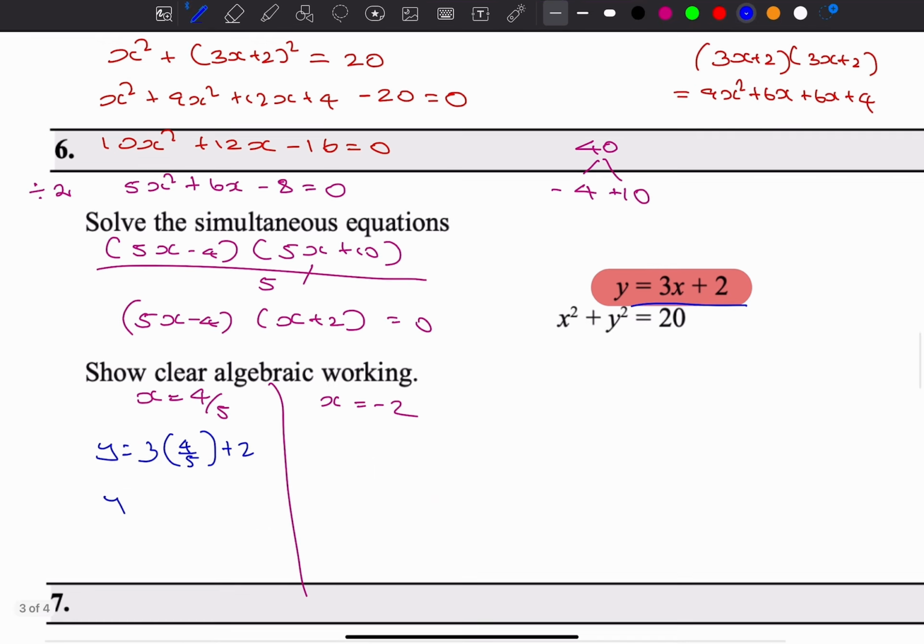So that one can be done in your head, literally. 22 over 5. Or put it on a calculator, if you're lazy. 3 bracket minus 2 plus 2. 3 times minus 2 is minus 6. y equals minus 4. Next one.